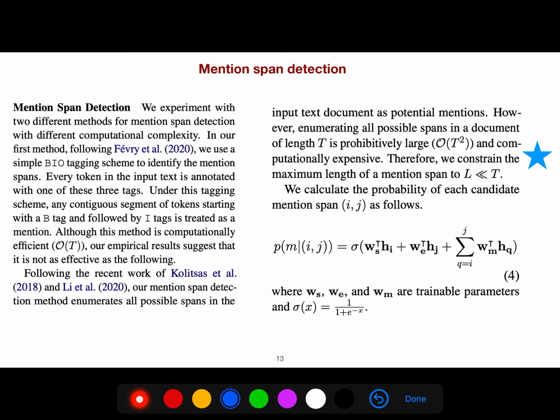So for mention span detection, they calculate the probability of each candidate mention. As I said, spans start from i till j, but there are things in the middle as well. We learn other parameters as well, so that it becomes significant and expressive.